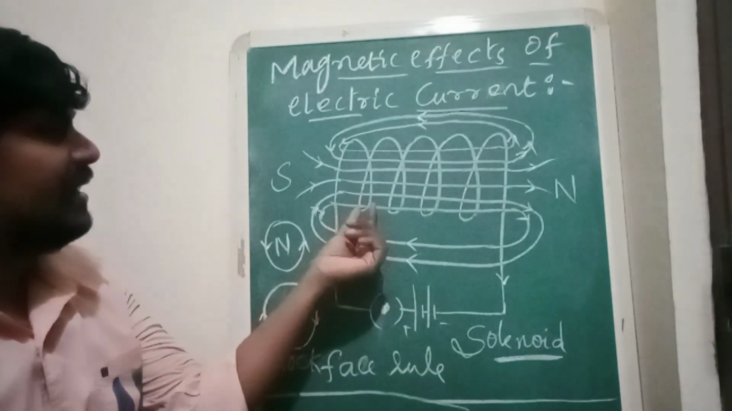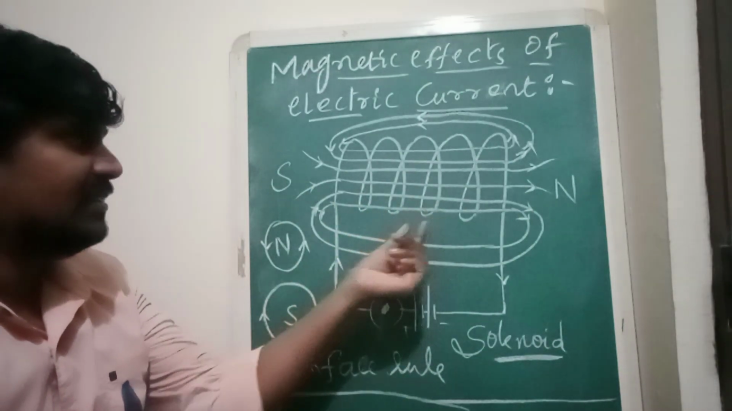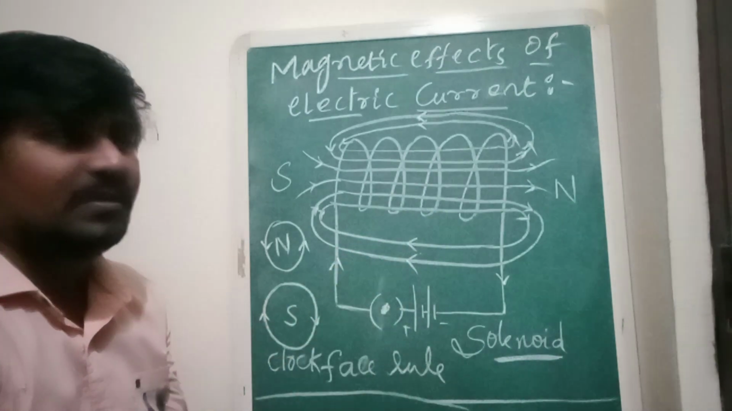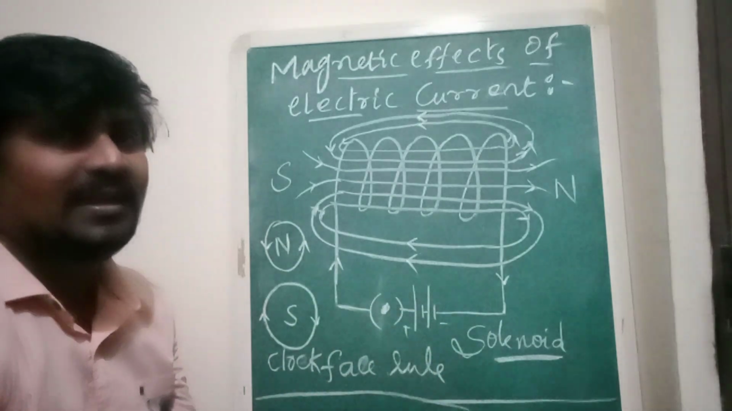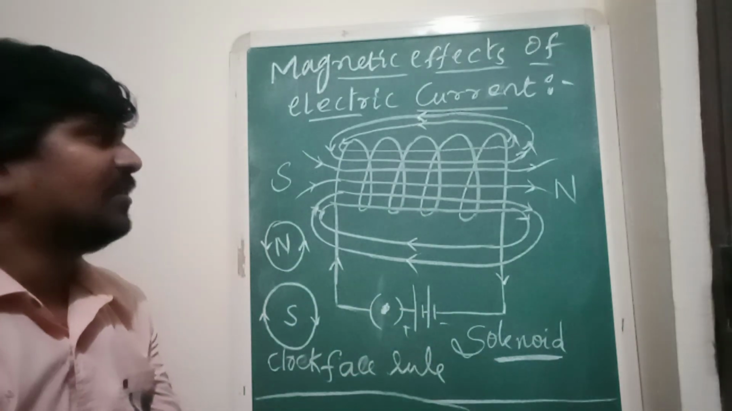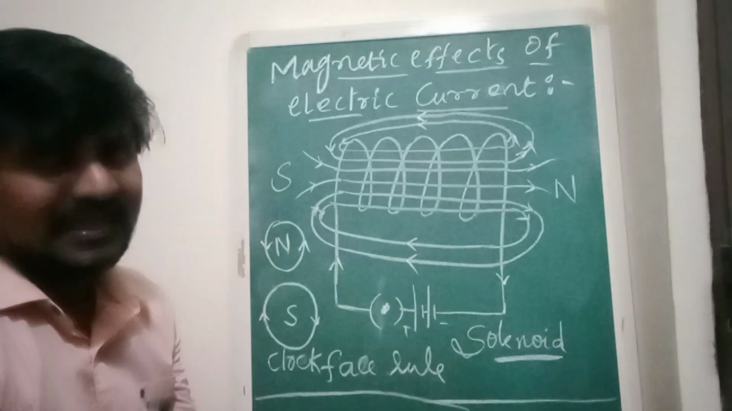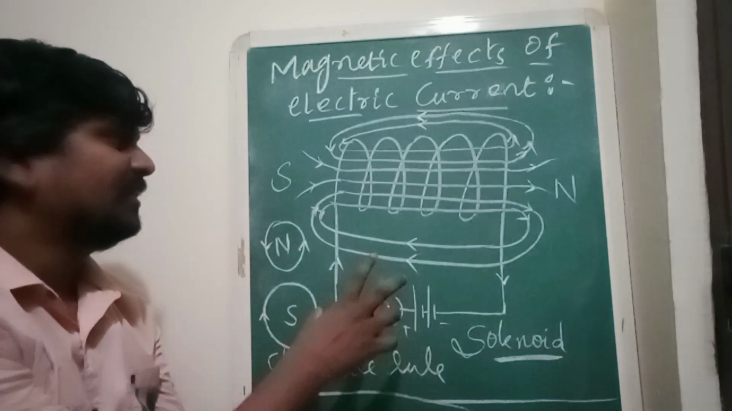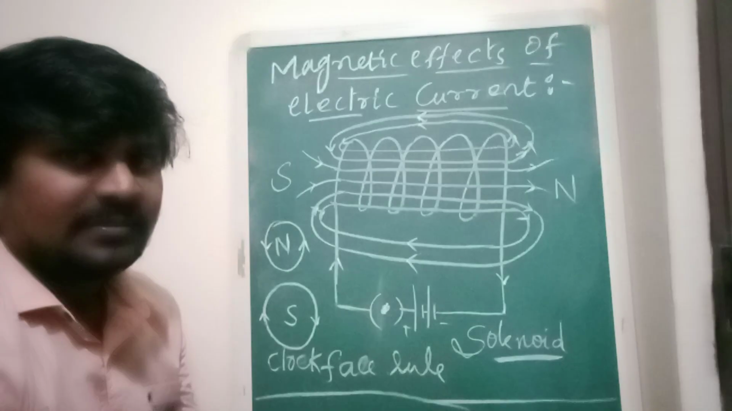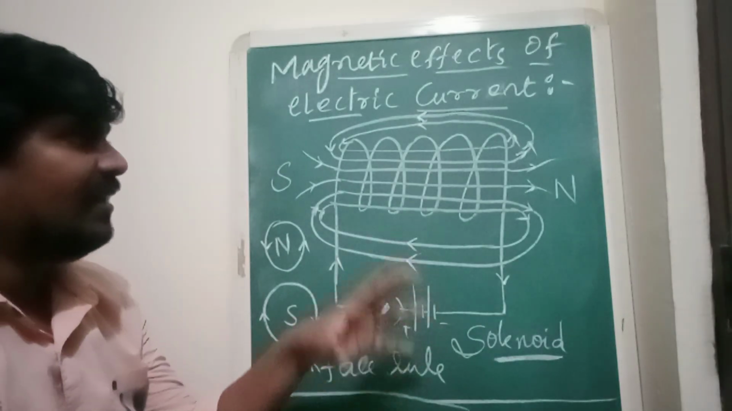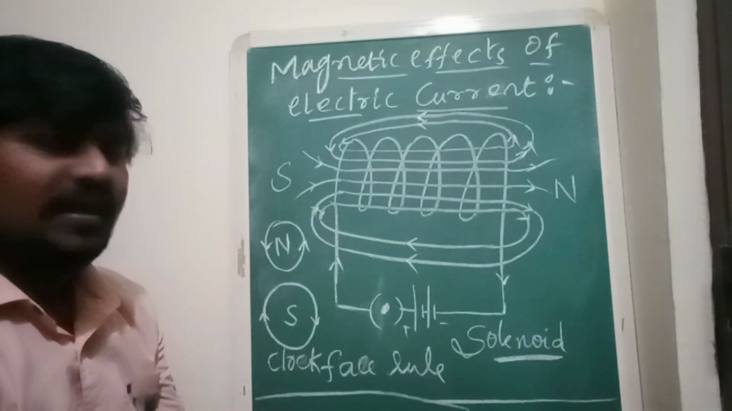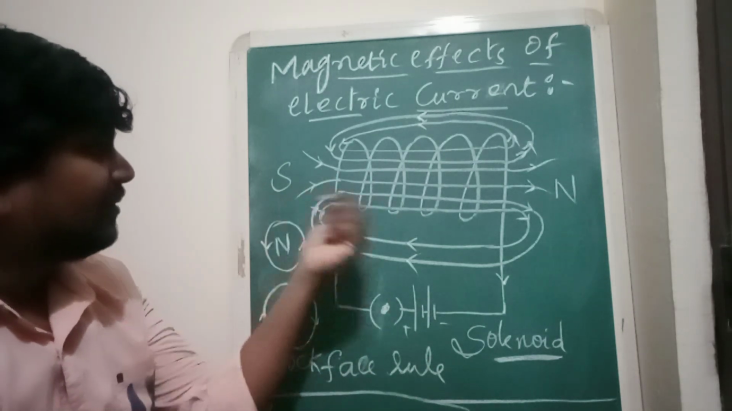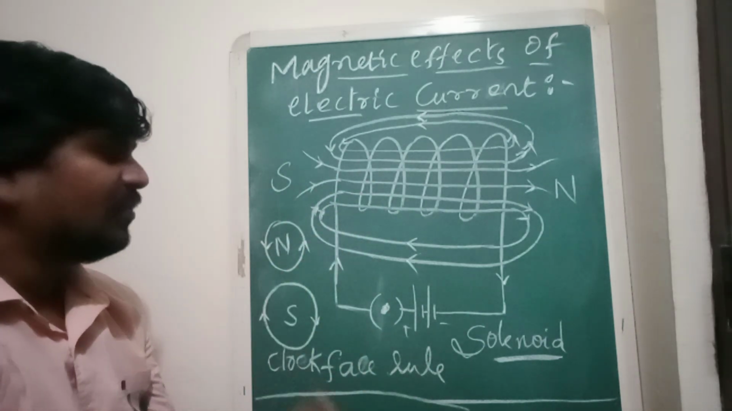At the same time, the gap between the rings we can also consider. If the gap is less, the field will be more. If the gap is more, the strength of the magnetic field will be less compared to the previous one. So this is about the solenoid. I hope you got clarity about the solenoid topic and how to find the poles of the solenoid using the clock face rule.